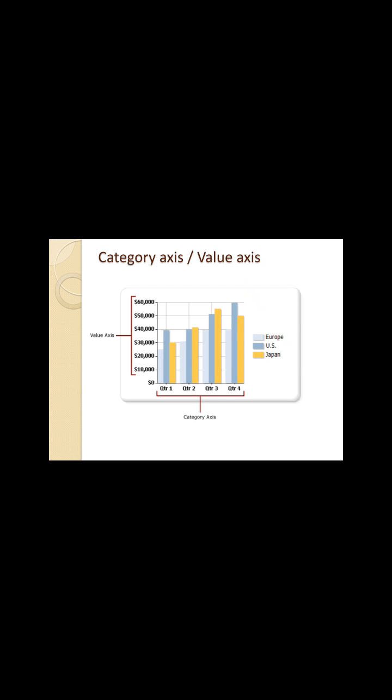category axis and value axis. Now you can see this is the category axis and this is the value axis. What is the category axis? The category axis, or we can say the x-axis or horizontal axis. The subject of analysis is plotted against the x-axis. Now this is the value axis, children. The value axis, or we can say the y-axis or vertical axis. It is used to plot the value.